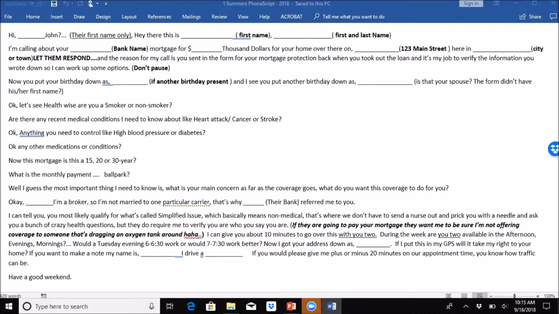Let's see here. You put down your birthday as 3/22/74. Yeah. Okay. And I see another birthday down here is 4/22/76. Is that your spouse, I'm guessing? Yes, it is. Okay. And let's see. The form didn't have her first name. It's Jane. Oh, okay.